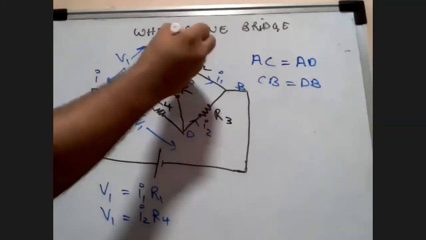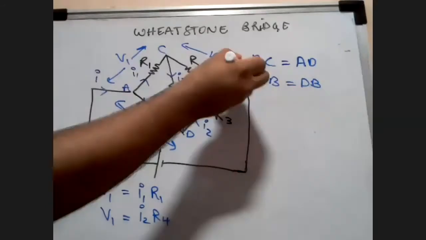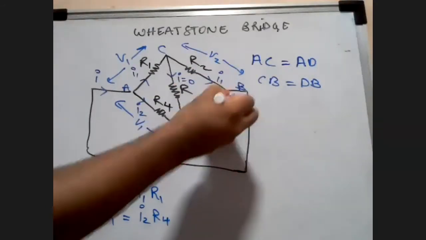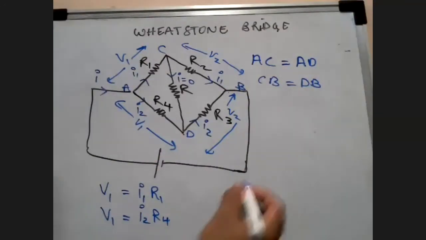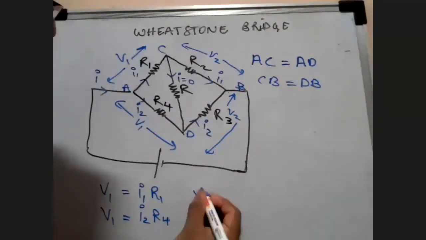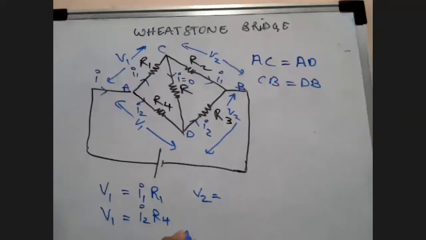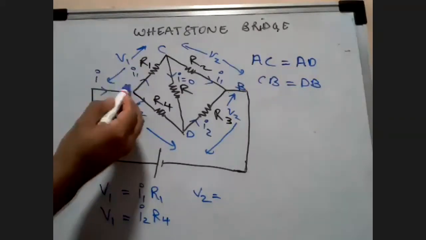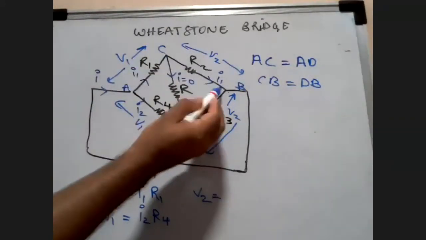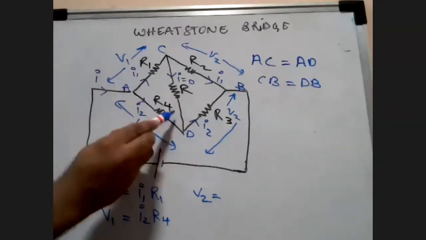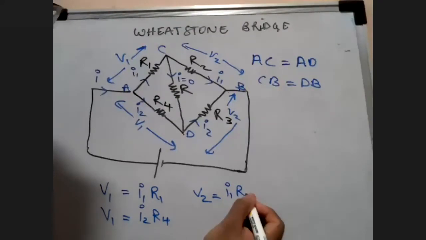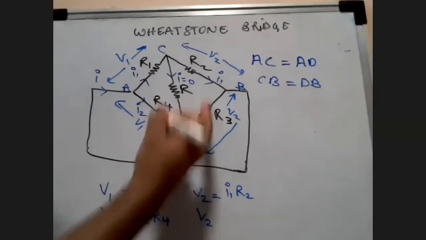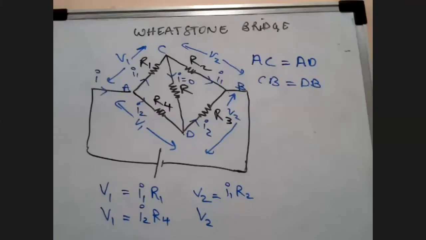Similarly, if you take this as V2, since both of these have the same potential, I will take V2 over here also. So what is V2? I2 R2. No, it is I1. I said the current passing through this is the same as the current passing through this, isn't it? There's no current flowing in between. It is I1 R2. And again, V2 on the downward branch is I2 R3.